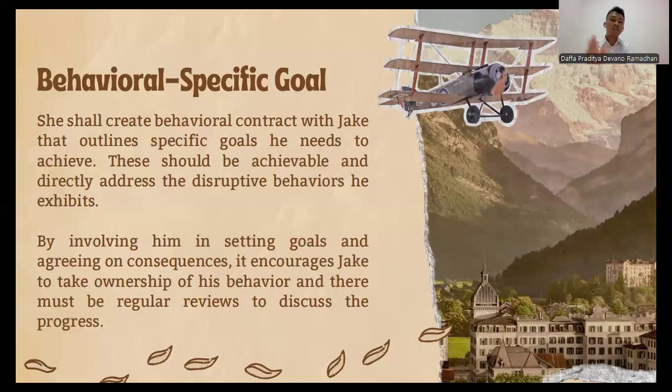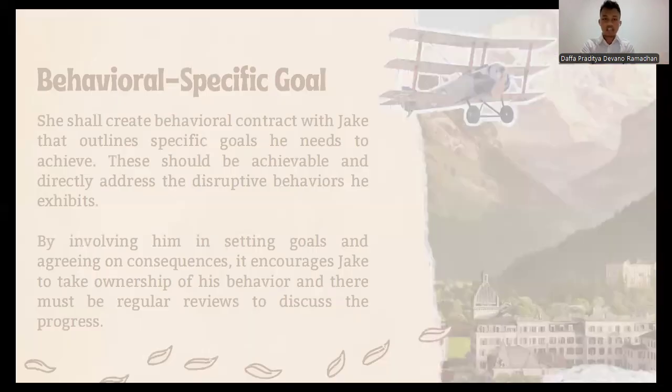By involving him in setting goals and agreeing on consequences, it encourages Jack to take ownership of his behavior, and there must be a regular review to discuss the progress. Of course, there must always be regular reviews for this, because if not, it would probably not be effective and not really address the problem that Jack and the teacher have.